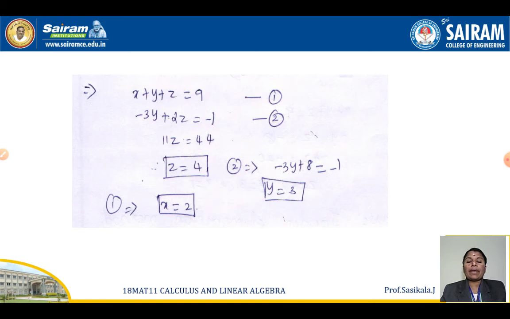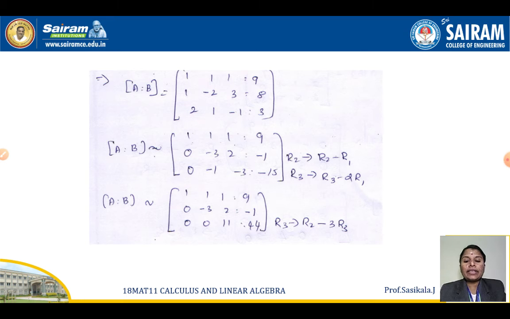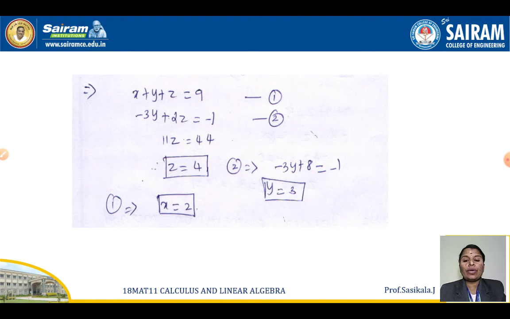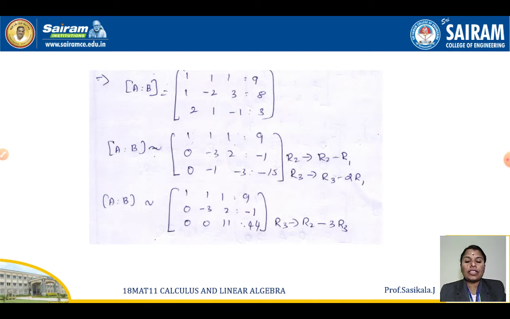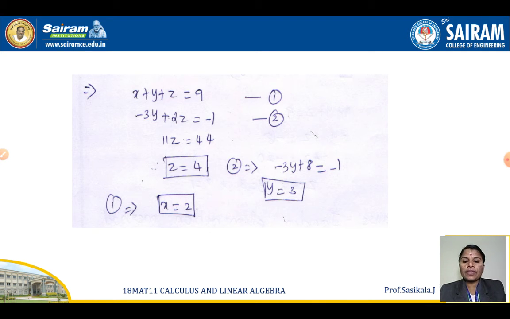Now, use your backward substitution. I get x plus y plus z equal to 9, and minus 3y plus 2z equal to minus 1, and then 11z is equal to 44. From the third equation, z is 4. Use this z, substitute in equation number 2. I get minus 3y plus 8, right? So 2 into 4 will be 8, which is equal to minus 1. So y will be equal to 3. Then use your z and y values in equation number 1. You can get, see, your x is 2, right?